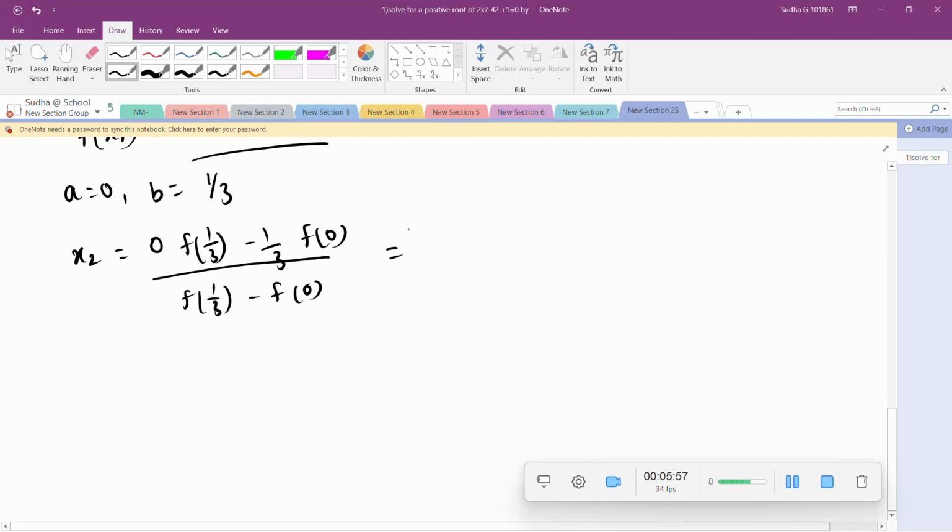So using calculator, just simplify this, then we'll get the value 0.25714. We have to check whether this is negative or positive. Already we have f of x. Instead of x, we can substitute 0.25714. Then we'll get minus 0.011, which is negative.